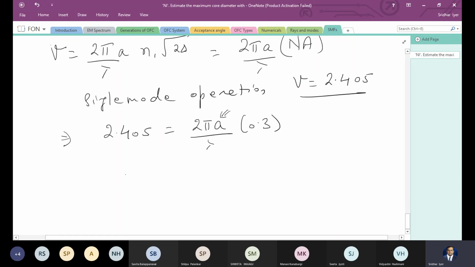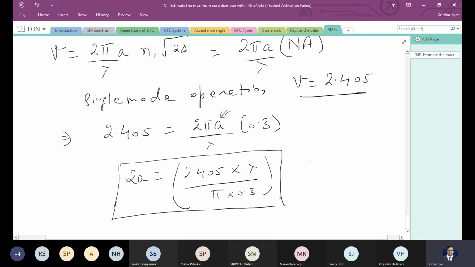So once you want to find the core diameter, that is 2a, right? You'll get this value as 2.405 into lambda divided by pi into 0.3. However, we don't have the value of lambda, right? So this will be the core diameter. If they give us the value of lambda, then we can find an integer value, right? But this will be the core diameter for single mode operation. Once you get the value of lambda and put it in, you will get your core diameter.